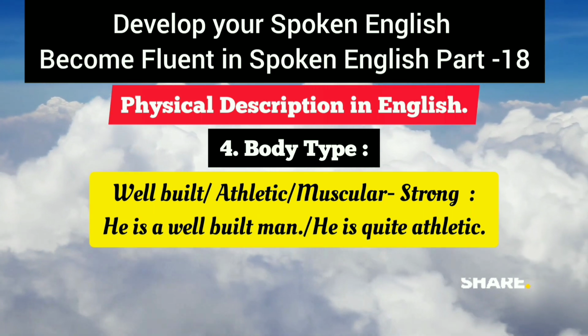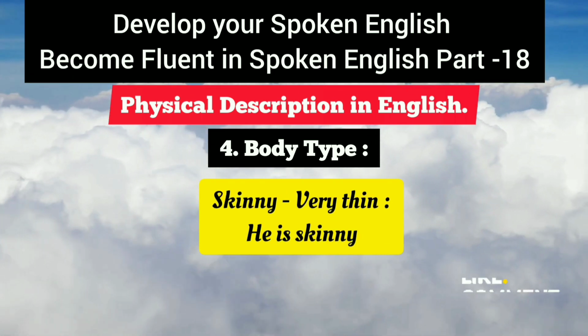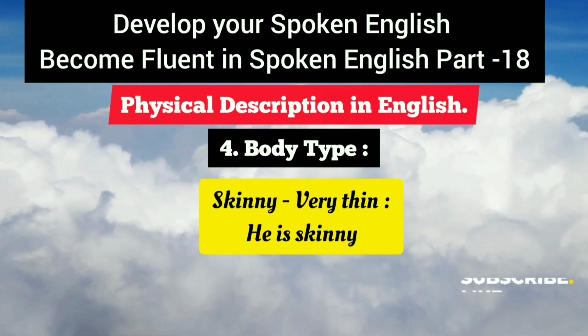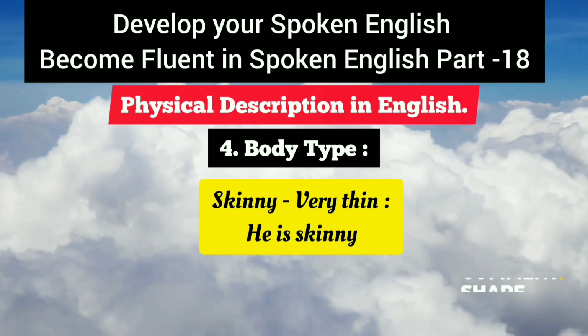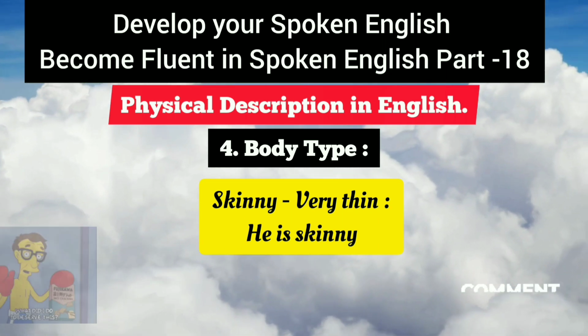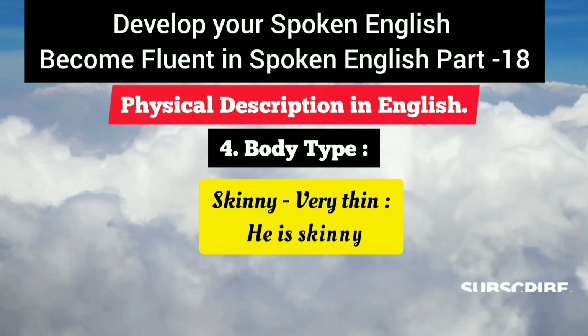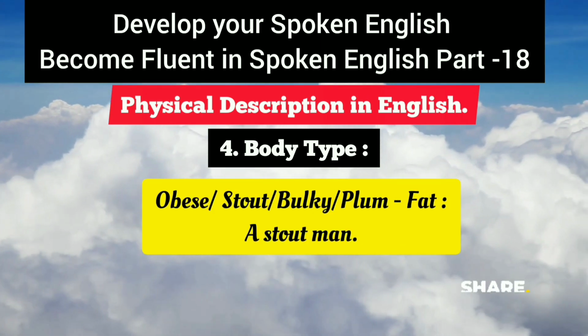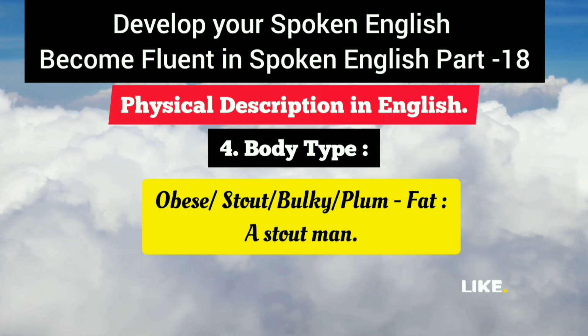So up next let's see the fourth category, that is skinny. Skinny means very thin. Normally we do not call someone skinny, but if you see someone is very thin, then obviously you have to say he is skinny. That means extremely thin. You can see the bone structure also. And the last type is obese, stout. You can use bulky also, plump also. These are all the options you have.